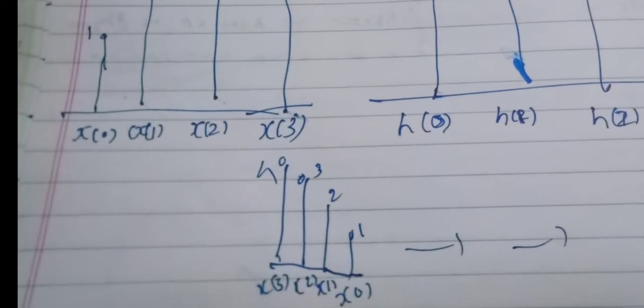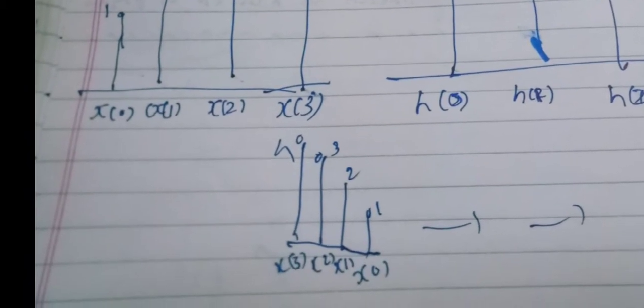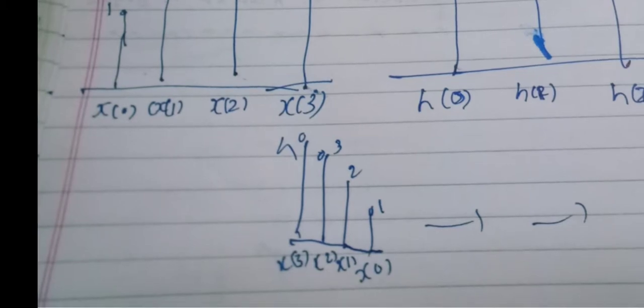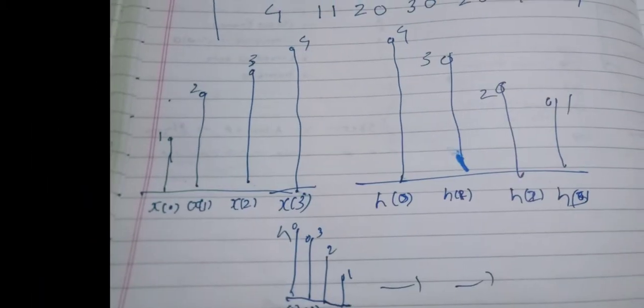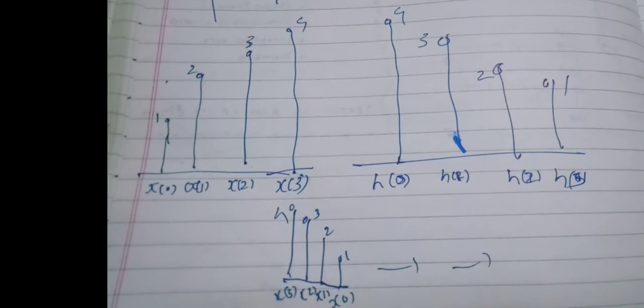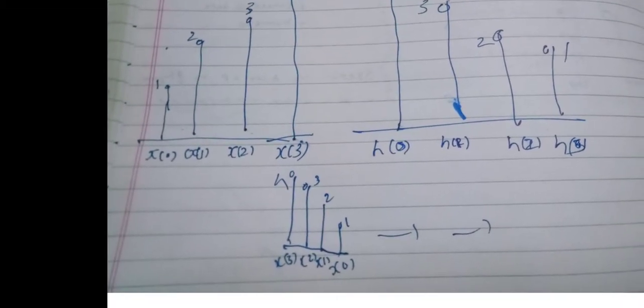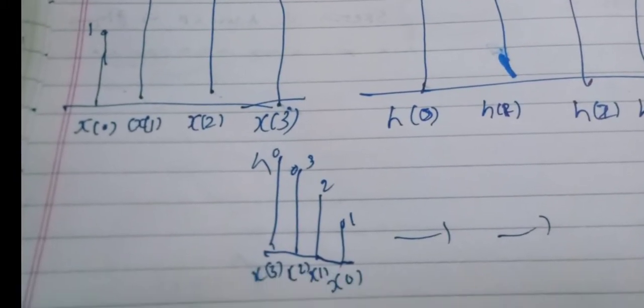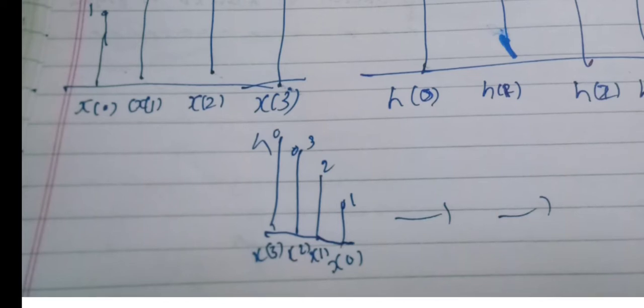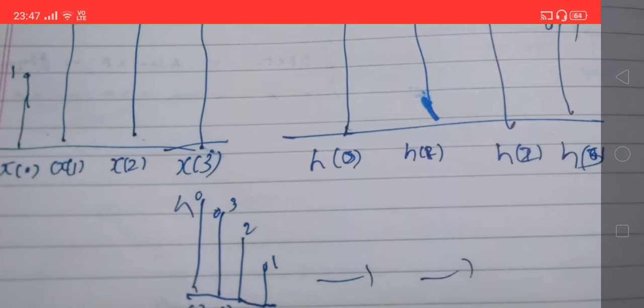If you see this diagram, I took exactly the mirror image of the x function. Previously x of 0, x of 1, x of 2, x of 3 was 1, 2, 3, 4. If I take exactly the mirror image of this, I get x of 3, x of 2, x of 1 and x of 0, which is 4, 3, 2, 1. So this is my mirror image, which I am calling x of minus tau. Now this function will get convolved with the function h.